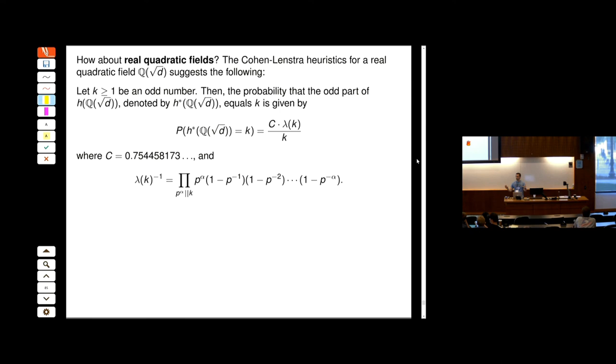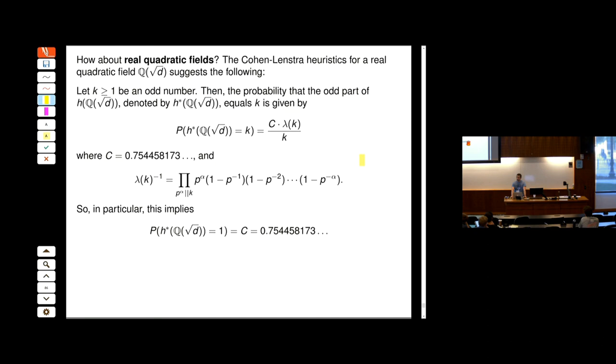But you can do it, and for instance, they get the following conjecture or heuristic out of it. If k is an odd number, then consider the odd part of the class number of a real quadratic field: just factor a class number as 2 to a power times something odd, so h star would be the odd part. The probability that h star equals k is given by a constant c times lambda k over k, where the inverse of lambda k is given by this product. So for instance, this says that the odd part of the class number will be 1 about 75% of the time for real quadratic fields.